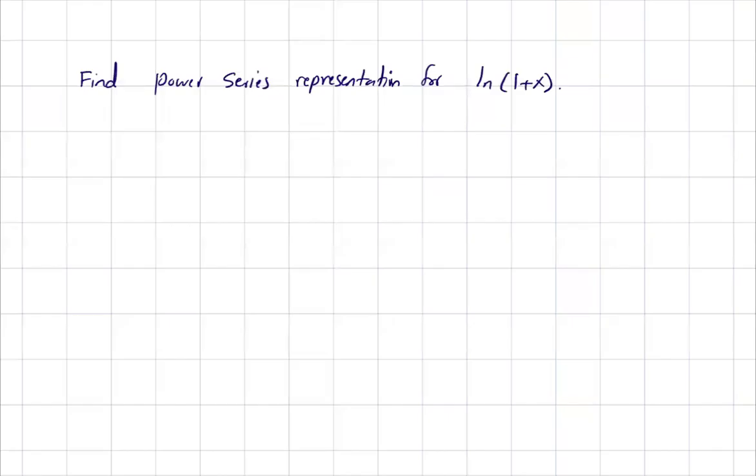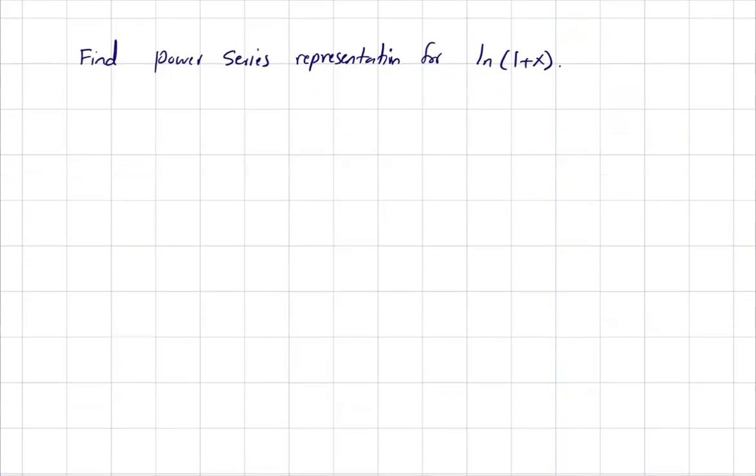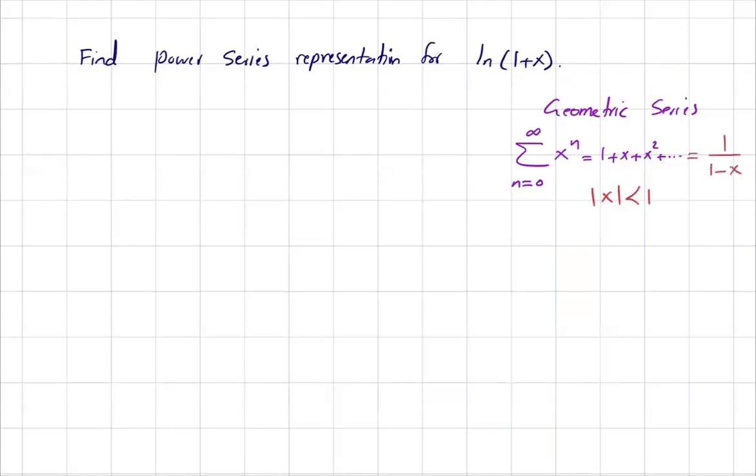Our goal is to find a power series representation for ln of 1 plus x. Remind yourself of the geometric series. For a geometric series, we had the summation of x to the power n, starting from 0 to infinity, which is 1 plus x plus x squared, the rest of the terms, and as long as the absolute value of x is less than 1, this is convergent to 1 divided by 1 minus x.